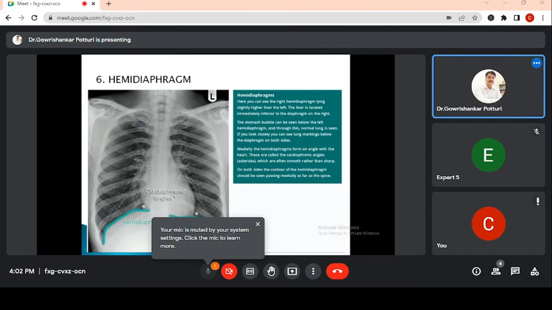Hemidiaphragm. Here you can see the right hemidiaphragm lying slightly higher than the left. This is the left side. This is the right side. The liver is located immediately inferior to the diaphragm on the right. The stomach bubble can be seen below the left hemidiaphragm and through the ribs. Normal lung is seen. If you look closely, you can see lung markings below the diaphragm on both sides.